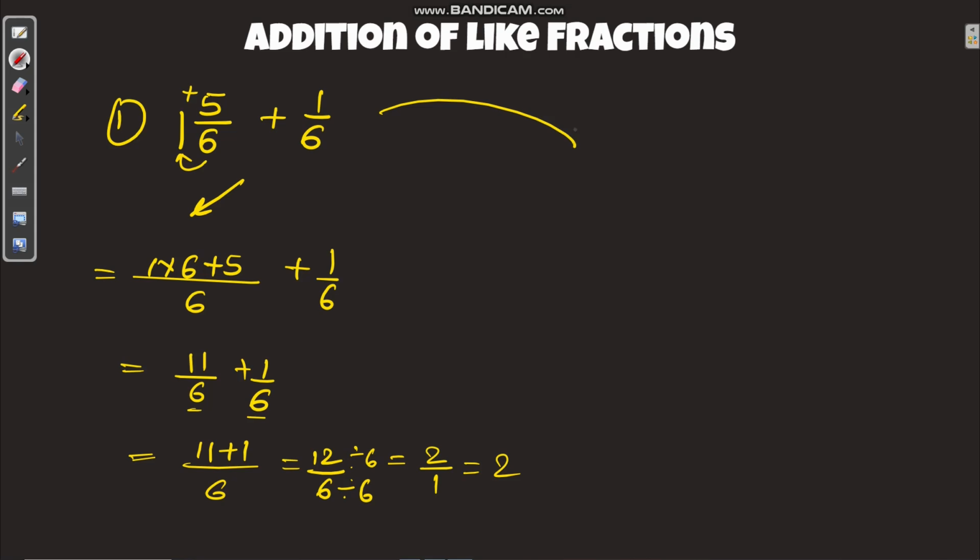Now the next method to solve the same thing. See, 5 by 6 is a mixed fraction. So we know that a mixed fraction is made up of a whole part and a proper fraction. So you can split this as the whole part plus 1 by 6 as a proper fraction. Don't do anything to this whole part, just write it down as it is.